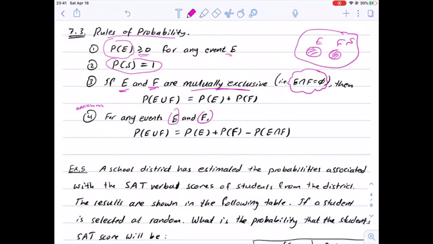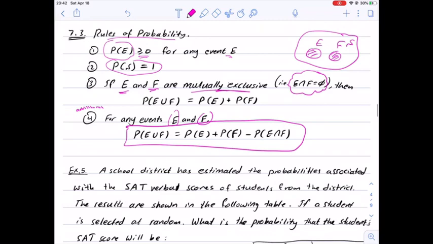But in general, for any events E and F, whether they are disjoint or joint, or there's something in common, we have this general rule. The probability of the union is the probability of the first set. For example, here, if there's something in common between E and F.